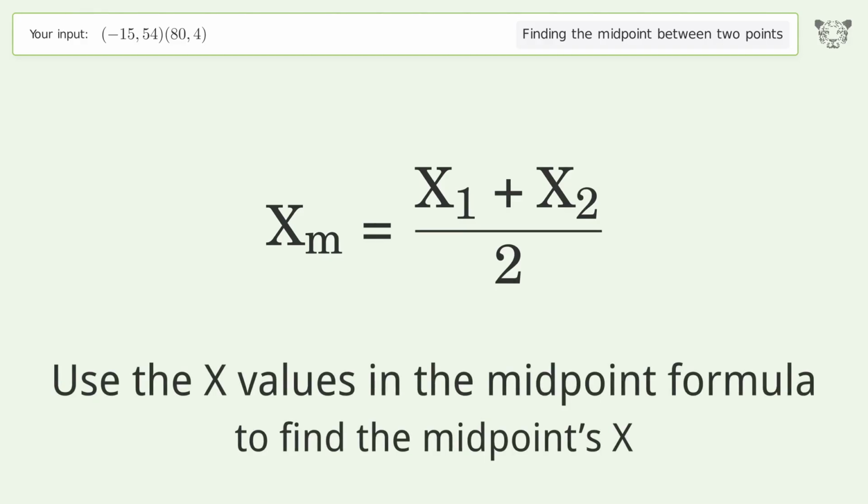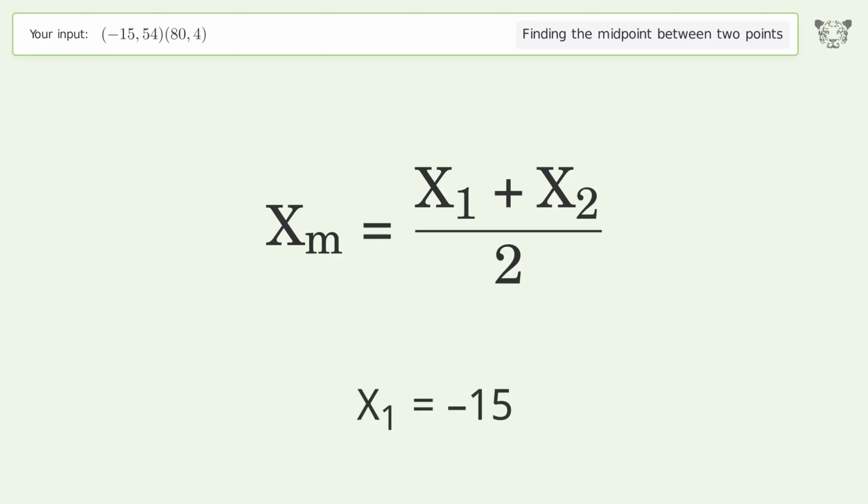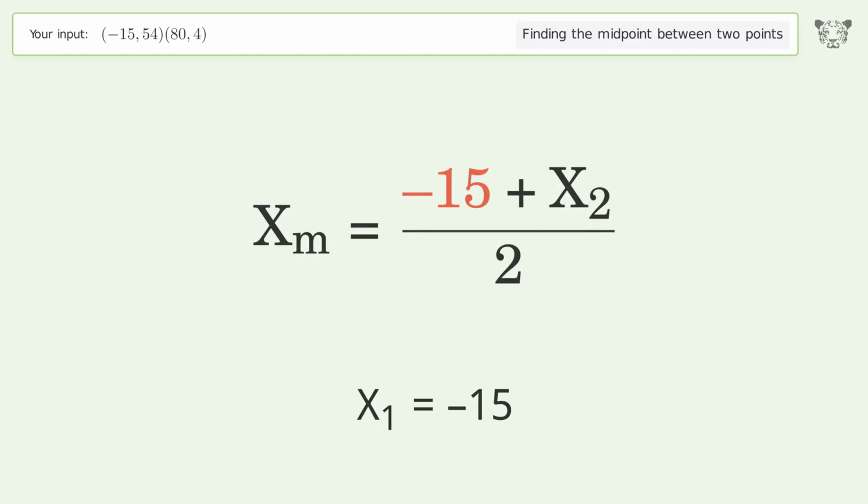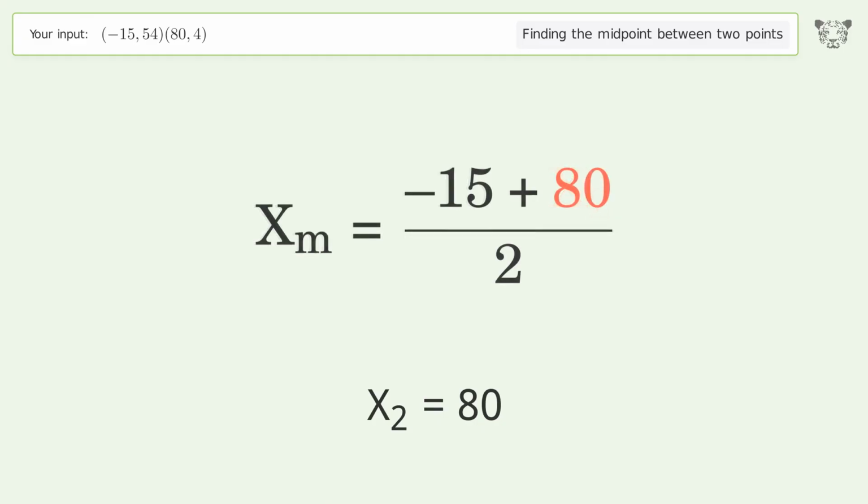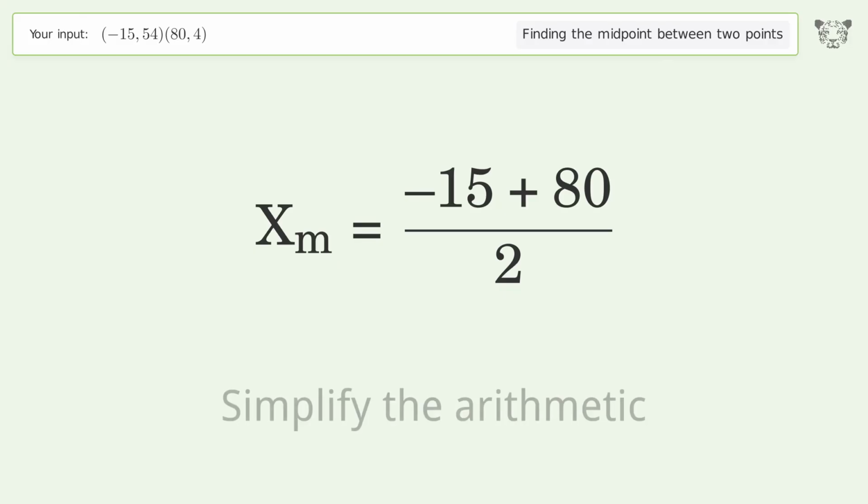Use the x values in the midpoint formula to find the midpoint's x. x1 equals -15. x2 equals 80. Simplify the arithmetic.